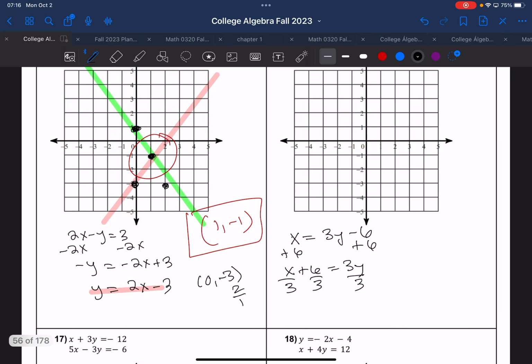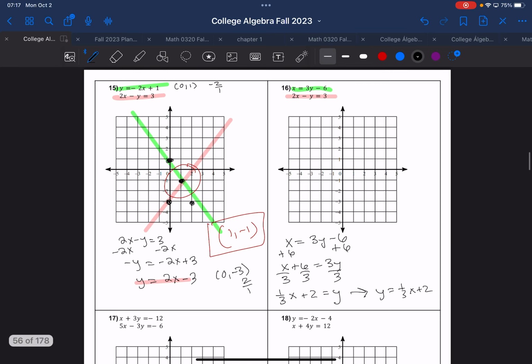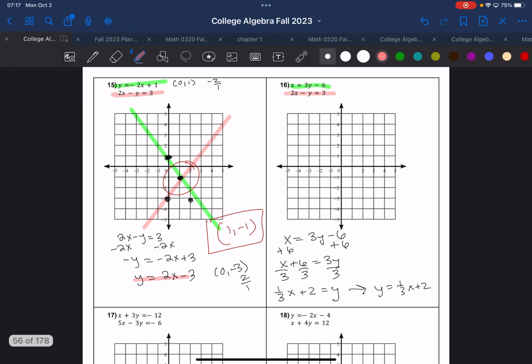So we would be left with 1/3 x plus 2 equals y. Or we could just rewrite this as y equals 1/3 x plus 2. Notice once I have y by itself, I could just put the y on the correct side. It's not going to change the problem. So that was the first one right here.